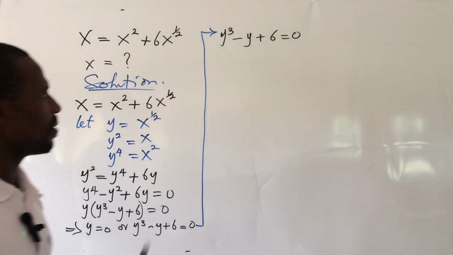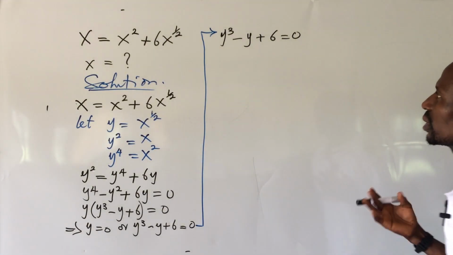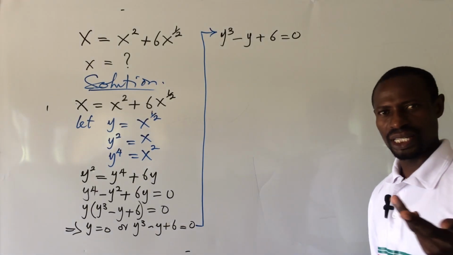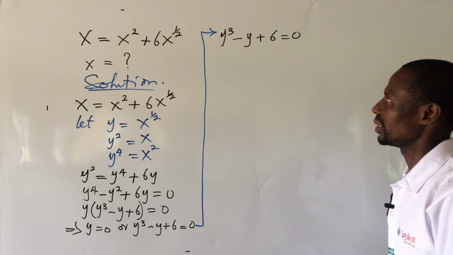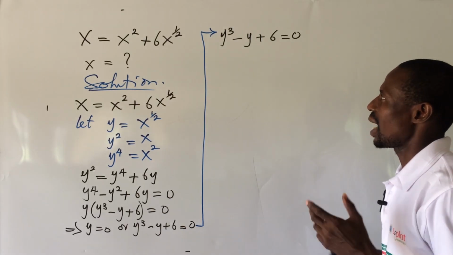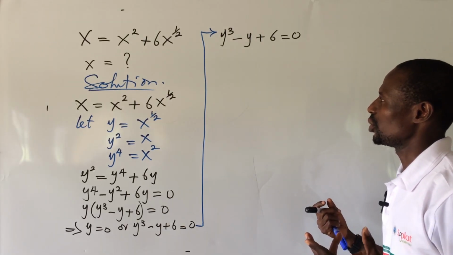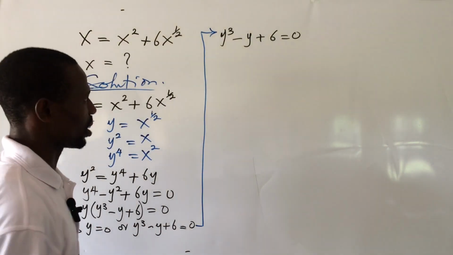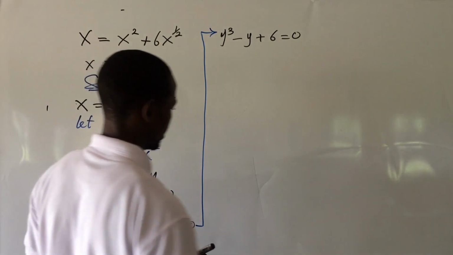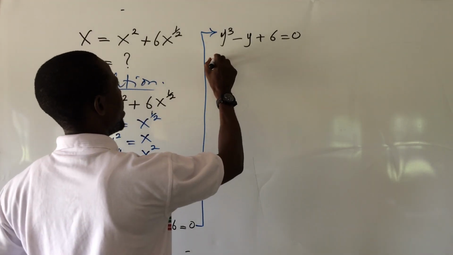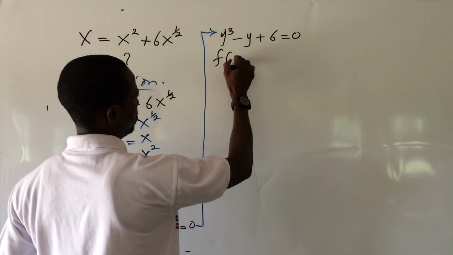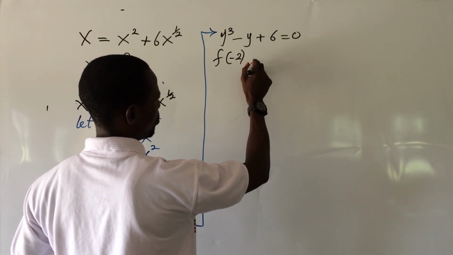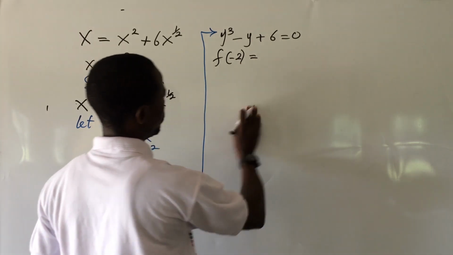Okay, now from this, if we watch carefully, how do we solve this polynomial? This trinomial equation, we can employ the use of a trial by error method. So let's try the trial by error method. And if we go by that, we're going to have here f of minus 2. Okay, f of minus 2 will give us something good here.